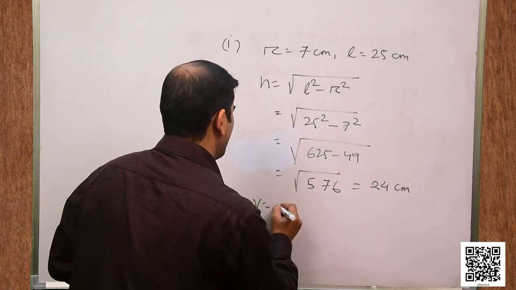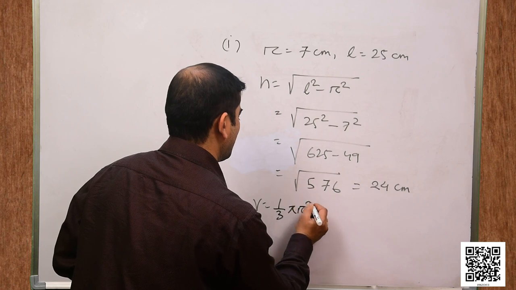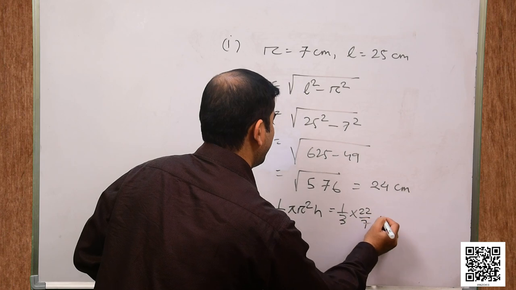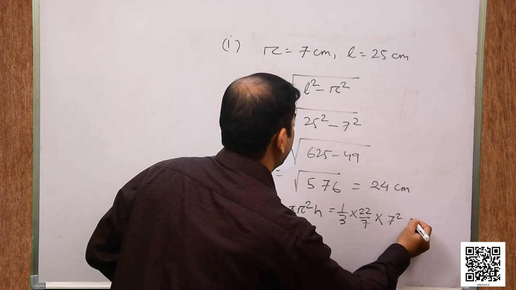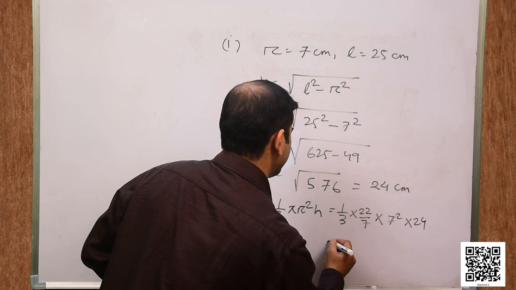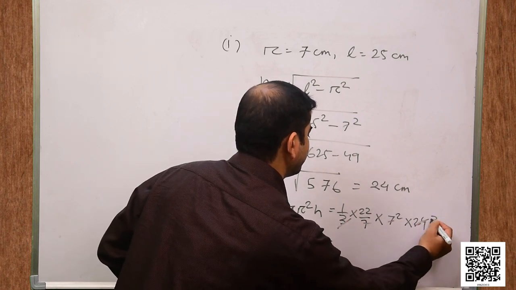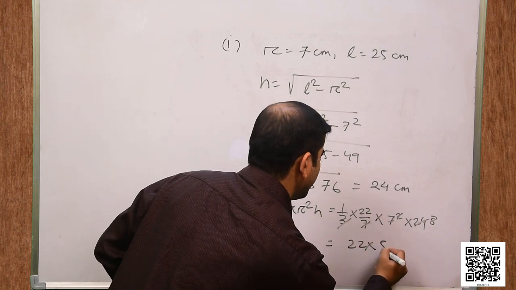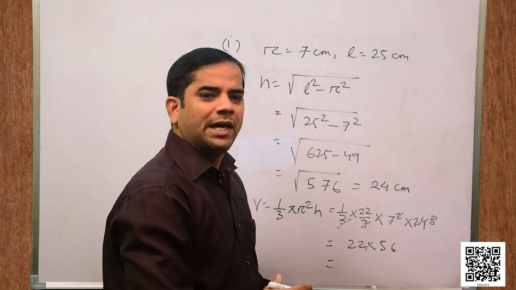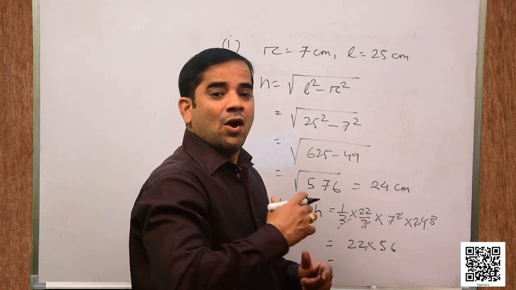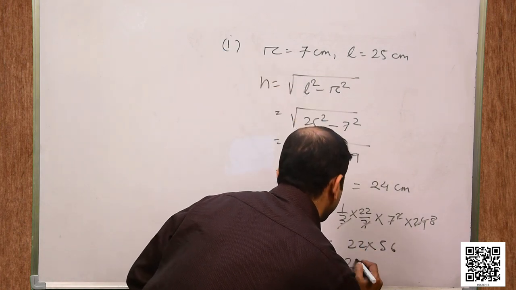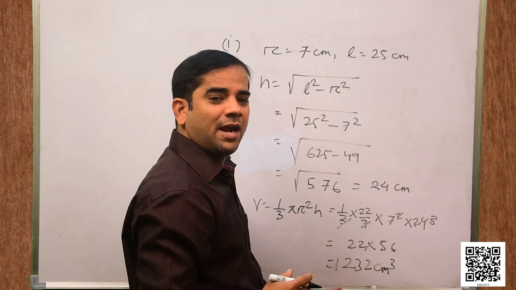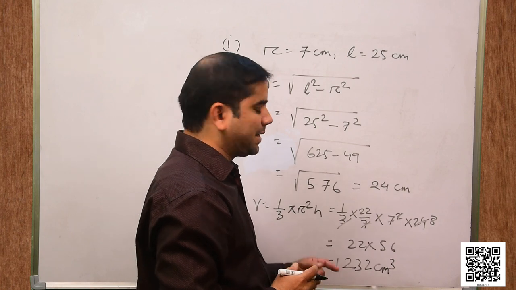Hence, volume is equal to 1 by 3 pi r square h, that is 1 by 3 into 22 by 7 into 7 square into 24. That is equal to 22 into 56, and 22 into 56 is found to be 1232 centimeter cube. So, in first case, the volume is found to be 1232 centimeter cube.